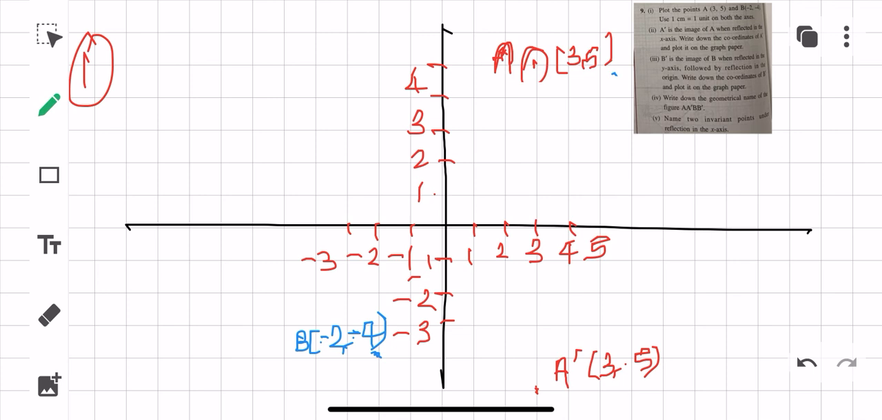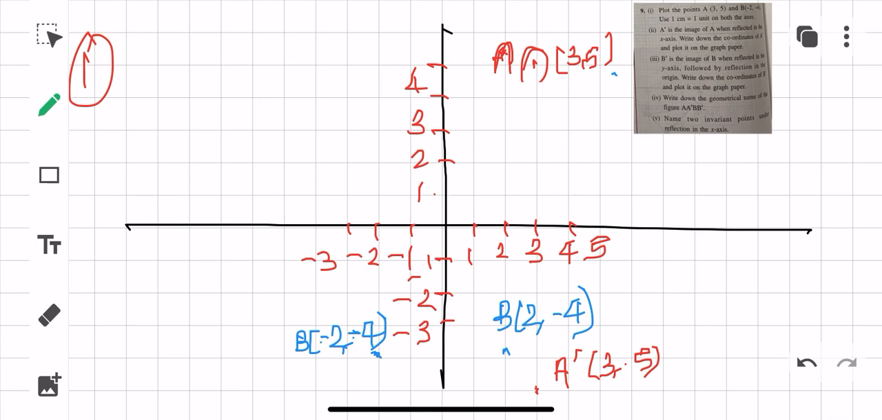A dash is the image of A when reflected in the, okay, 3 comma 5 is turning to 3 comma minus 5, minus 2 comma 4 is turning to, okay, see, they are saying B dash is the image of B when reflected in y axis. So basically what happens, children, when it is getting reflected in y axis, y coordinate remains same, x coordinate changes. So this should be actually what? B dash should be 2 comma, so it should actually lie here, 2 comma minus 4. Yes, this way it should be.